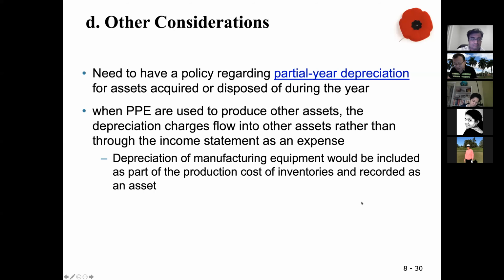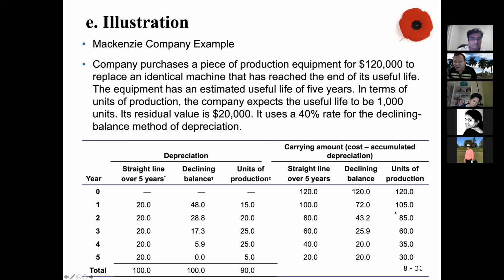So next year, you are going to use 72. That's the opening carrying amount, times 40%, and that is your 28.8 amortization. And then you just keep doing this, and this balance declines until it reaches 20. That's your residual value. At that point, you should not depreciate any further. So the last year depreciates 0 because you already reached 20.